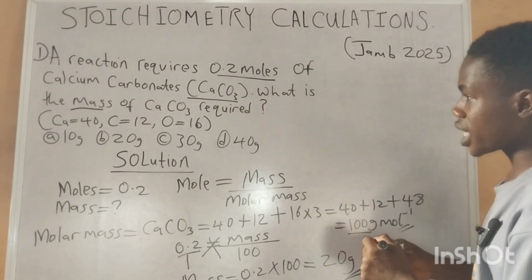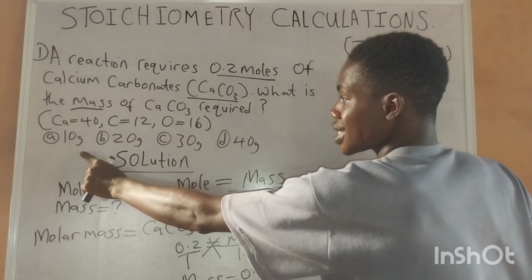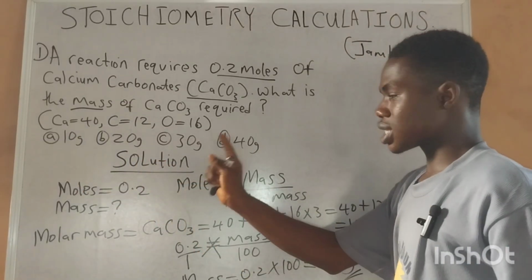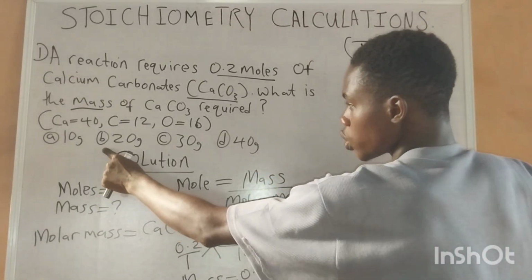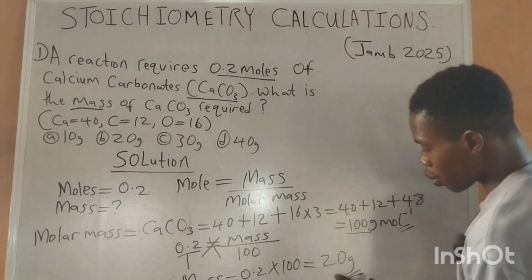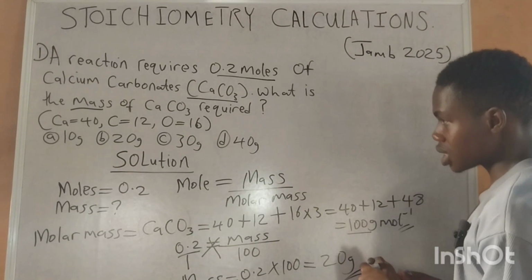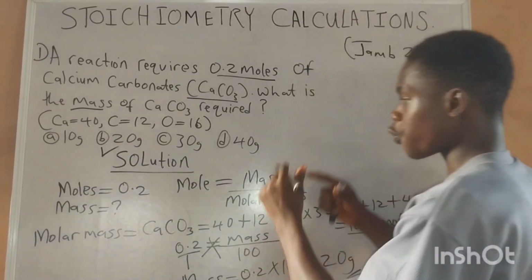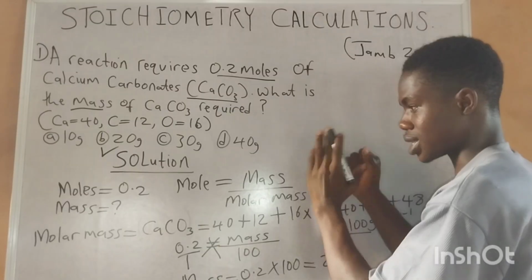Now of course, we are given options. Option A says 10 gram. Option B says 20 gram. No need to go to option C and option D again, because option B is 20 gram, and the answer we got is 20 gram, which means option B happens to be the correct answer for this particular question.